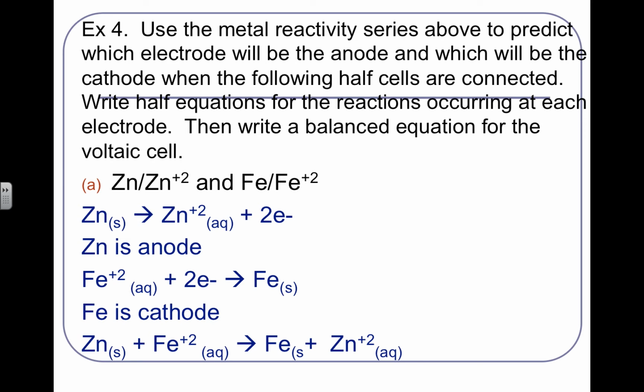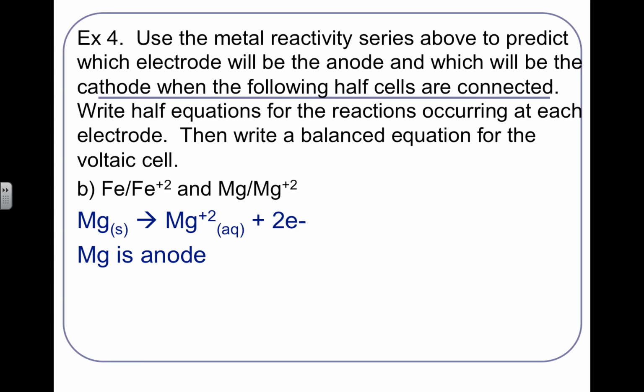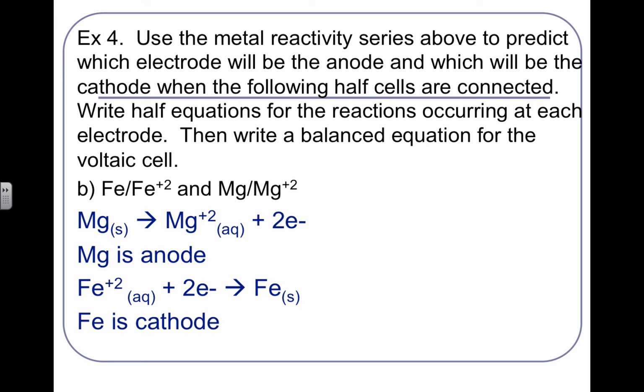Okay, I want you to try the next 2 on your own and then check your work. So for this one, you'll notice that we have iron and magnesium. Magnesium is higher on the activity series, so it's going to be oxidized. So there's my equation for magnesium being oxidized. If it's oxidized, it's the anode. So that means iron is going to be reduced, and it's the cathode. I have 2 electrons gained, 2 electrons lost, so I can just add those together. Make sure you have your state symbols, and there you go.